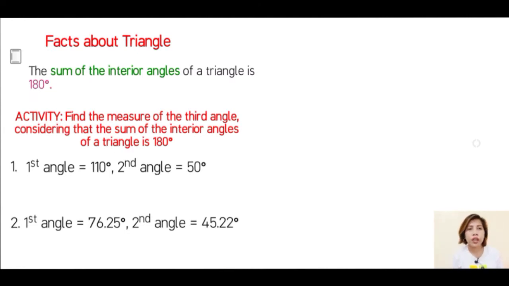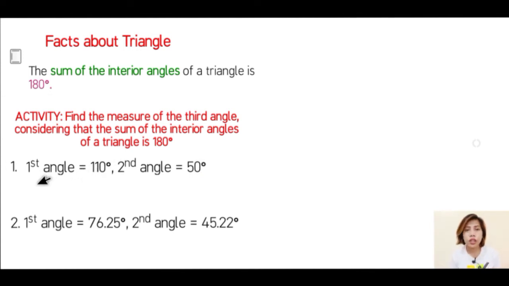So, the last fact about a triangle na pwede nating malaman is the sum of the interior angles of a triangle is 180 degrees. So, ibig sabihin, pag in-add natin yung measure ng tatlong angles ng triangle, ang sagot ay 180 degrees. So, let's answer this activity. Find the measure of the third angle, considering that the sum of the interior angles of a triangle is 180 degrees. So, first angle is 110 degrees, and then the second angle is 50 degrees.